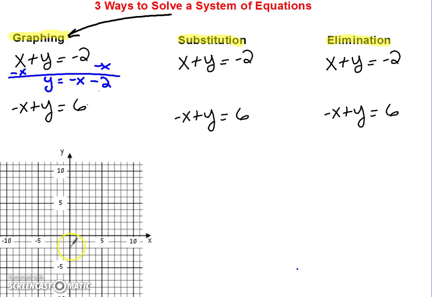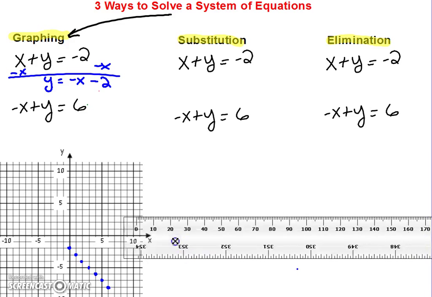And so I'm going to start at negative 2. And then the slope is down 1 over 1, down 1 over 1, down 1 over 1. And then we can get our ruler, connect the dots.